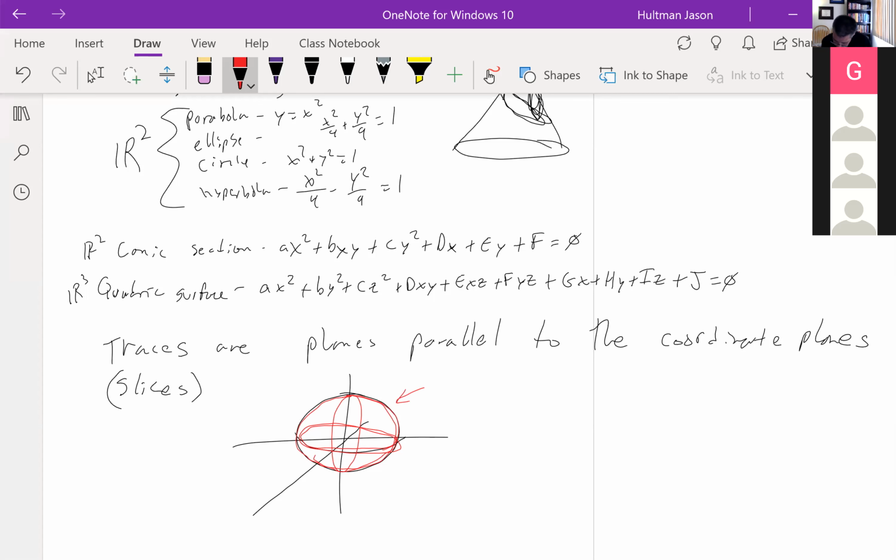So this trace is parallel to the YZ plane. That's the YZ plane trace. This guy here is parallel. That guy there.